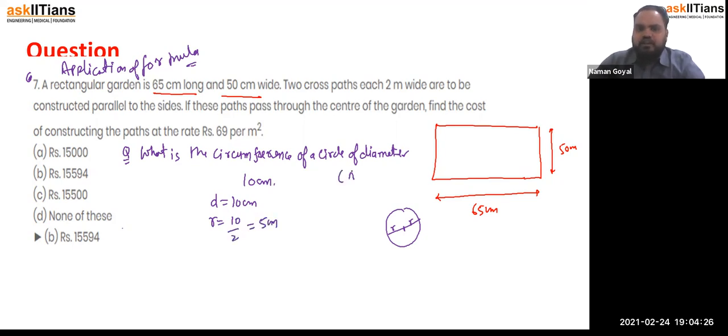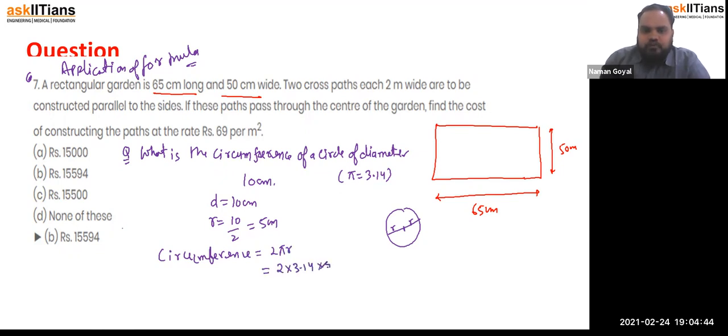You can use pi as 3.14, no problem. It is asking for the circumference, right? So circumference is 2 pi r. So it is 2 into 3.14 into 5, so it will be 3.14 into 10. So it is 31.4 centimeter. This is the answer for the circumference. Are you getting my point?